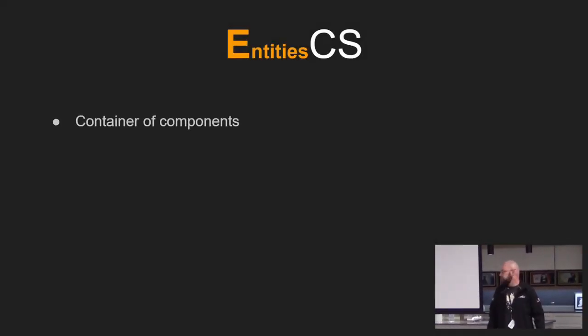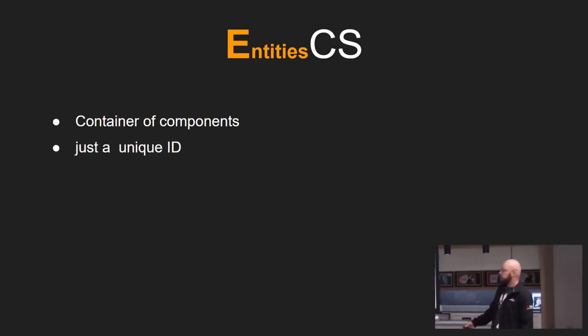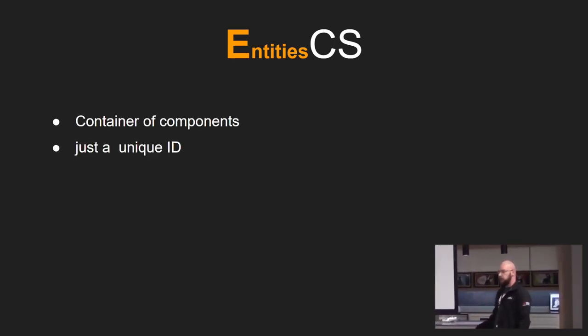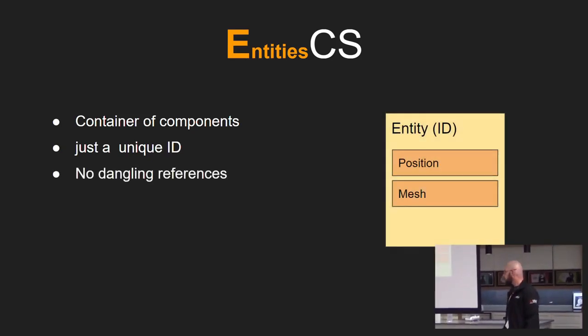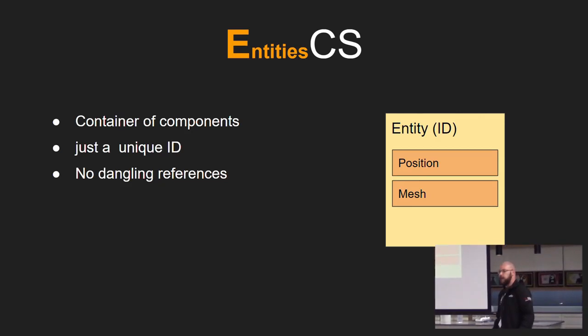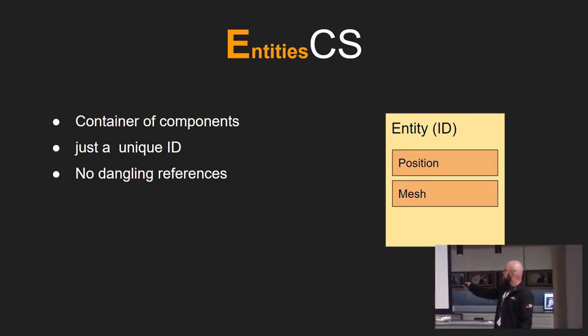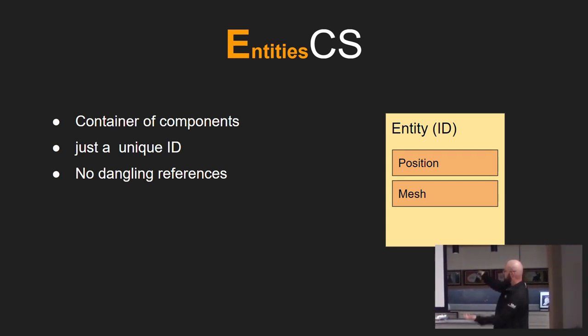So the entities of ECS, they're just containers of components, and they're usually just a unique ID. The aim of entities are to have no dangling references when you destroy them. Here's an example of an entity. So it's just a thing with some components.